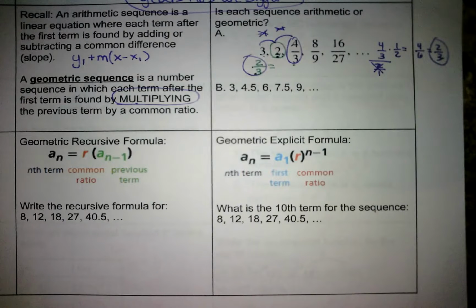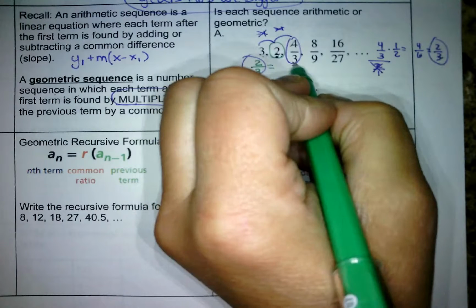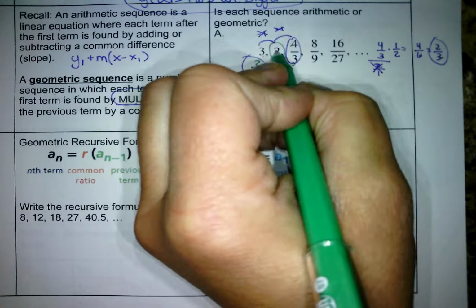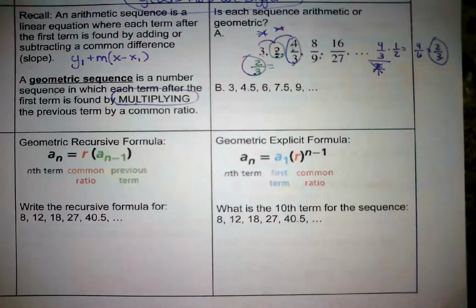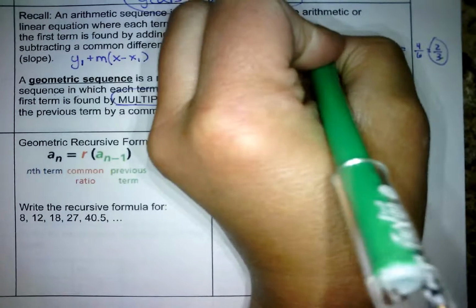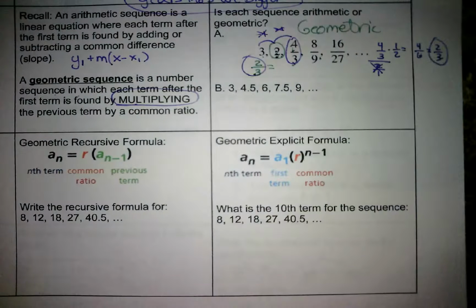So to find out if we're multiplying by the same number, we can always divide the next term by the one before it. And if we do 8/9 divided by 4/3, we're going to get 2/3. So this one right here is a geometric sequence, because we're multiplying by 2/3 each time.